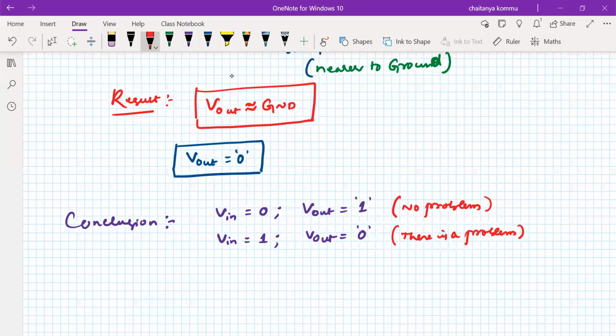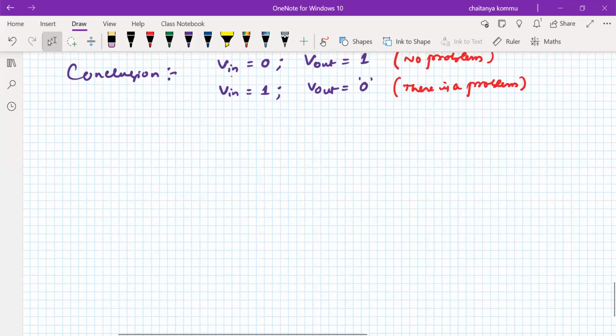In the first case, the transistor is in cutoff, so we don't have any problem. But in the second case, the transistor is actually on, and we have to justify whether it is in linear or in saturation. So based on the current equation, we should say which mode of operation the transistor is in. Let us investigate that part.